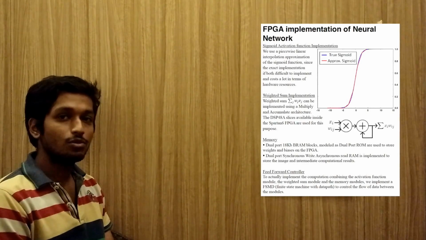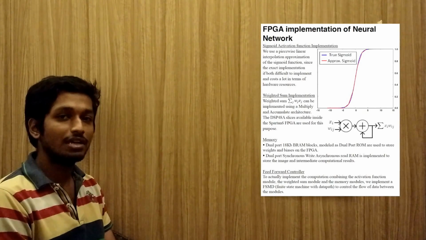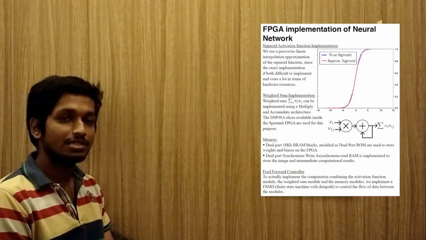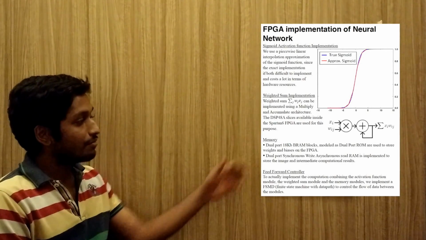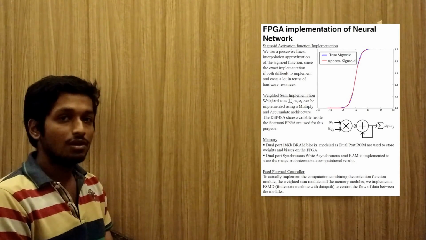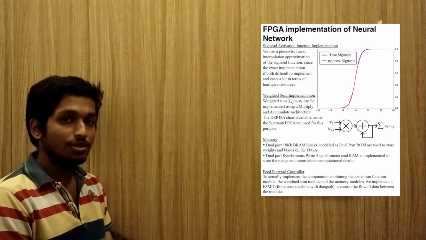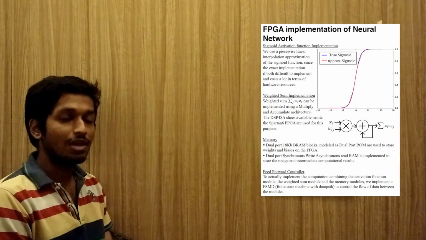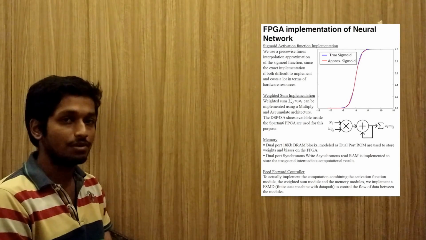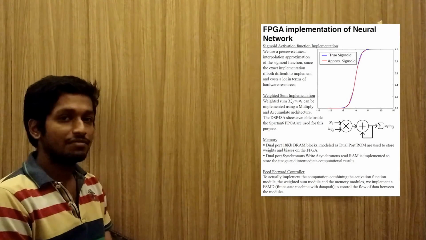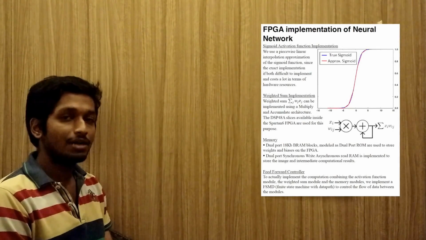Apart from these, two 18 KB block RAMs were modeled as a ROM to store the weights and biases of the network. Finally, the feed-forward controller fetches the weights from the ROM and the inputs from the UART for each neuron to calculate the output of the network. The classified output is sent back to the PC via the UART.